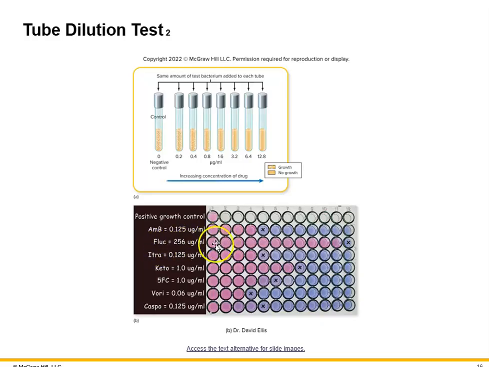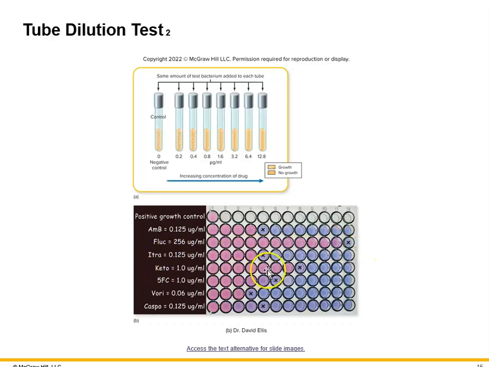And then in the next row, we have a different antimicrobial, and we can see the growth is not halted at all until we finally get to the highest concentration that has been tested. But this would be our minimum inhibitory concentration here, right? Because this is the first concentration that has an effect on the growth of that microorganism.